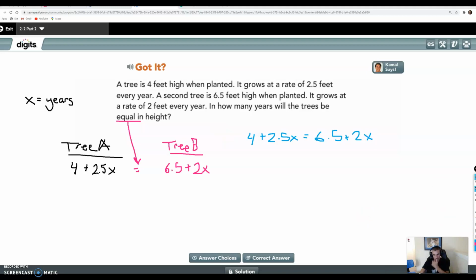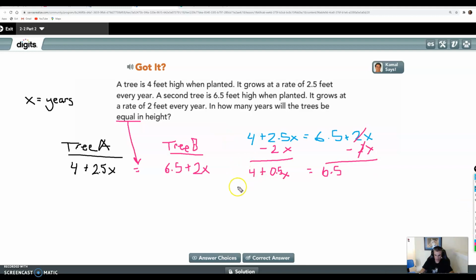Okay, since both my variable terms are positive, I have a positive 2.5x and a positive 2x, I'm going to subtract the smaller one. So I'm going to subtract 2x from both sides. I get 4 plus 0.5x, right? 2.5 minus 2 is just 0.5, and we're talking about x's. And then these cancel, so on the right-hand side, I get 6.5.